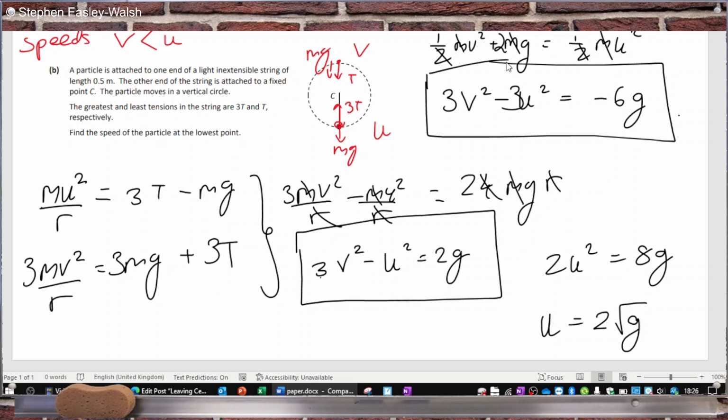2g plus 4g divided by 3, root the answer. That's 4.4 roughly. And yeah, it's less. So it went from about 6 to about 4. Okay, I think that question's okay. Not too bad, I think. Hopefully there's no slips there.